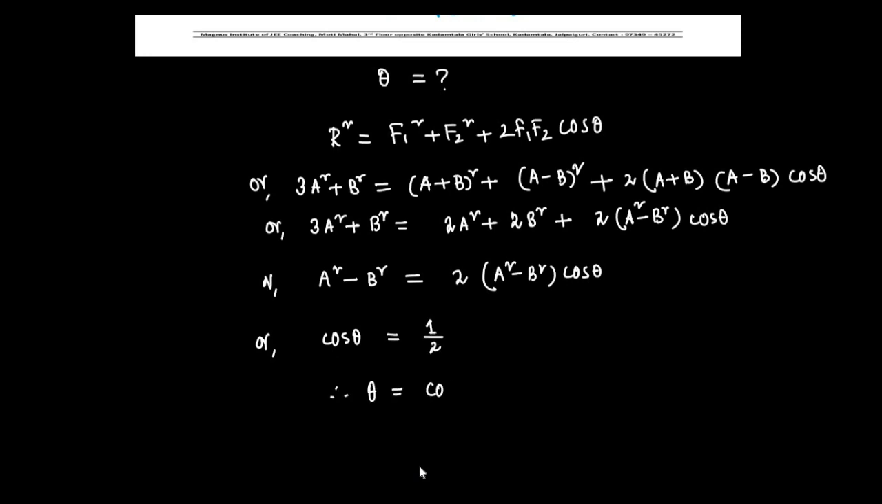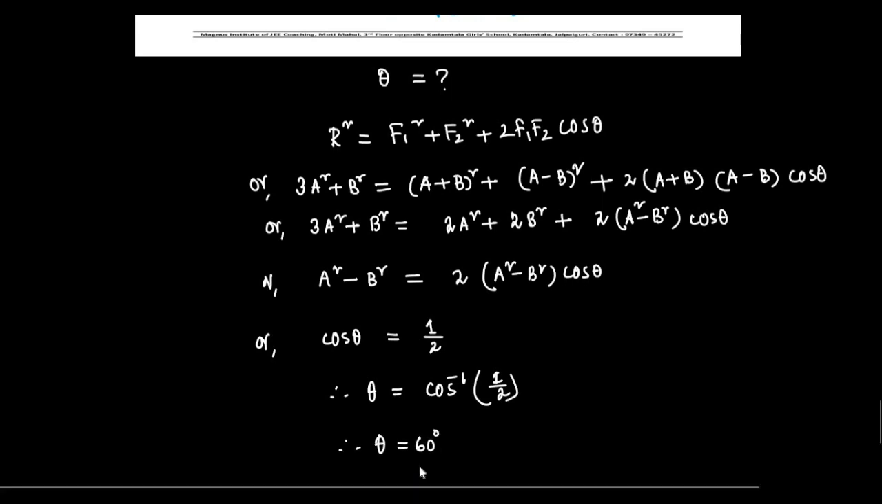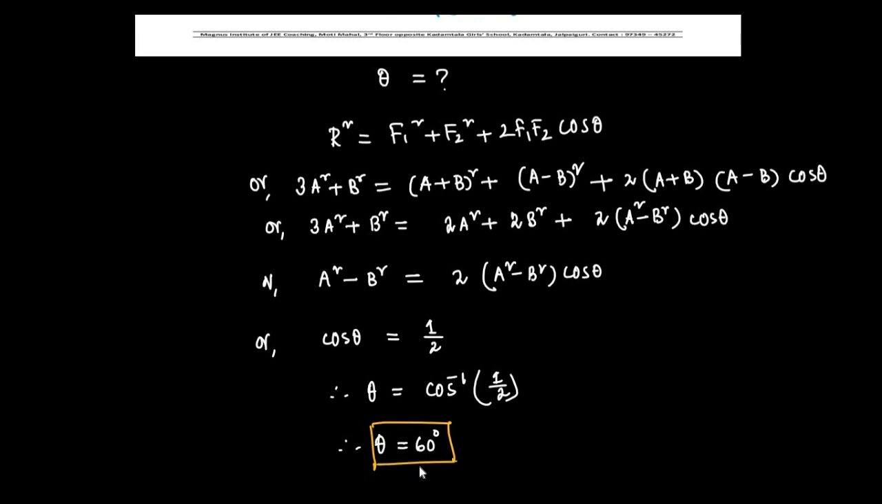Therefore, theta is equal to cos inverse 1 by 2. Therefore, theta is equal to 60 degree. That means the two forces will act at an angle of 60 degree with each other. This is the answer.